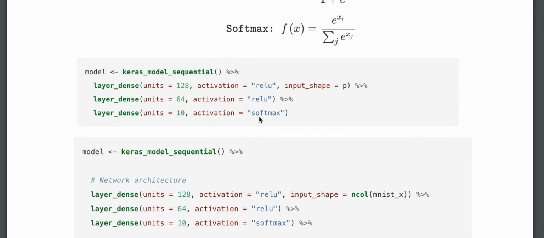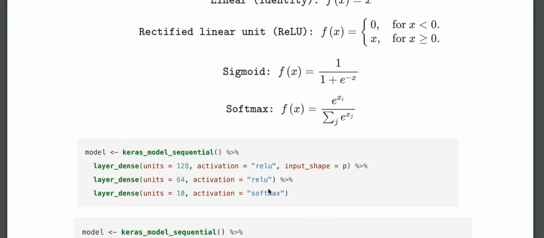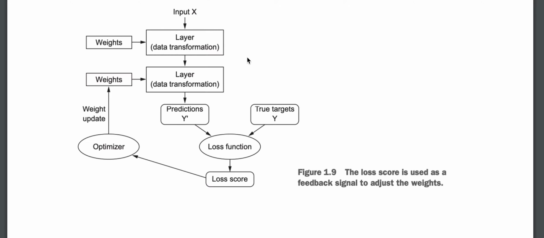Okay. Now this is just to define the architecture of the network. We also need to define the optimizer. Recall, we first defined the architecture of the network. Now we need to define the loss function, and then the optimizer. Once we define these two, the program knows how to adjust the weights.